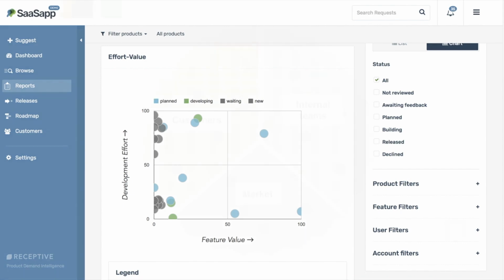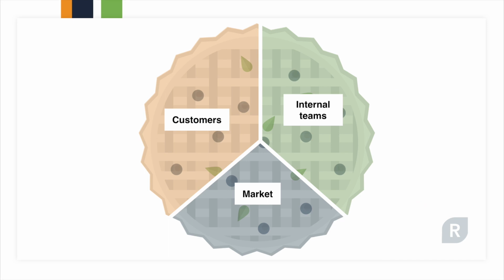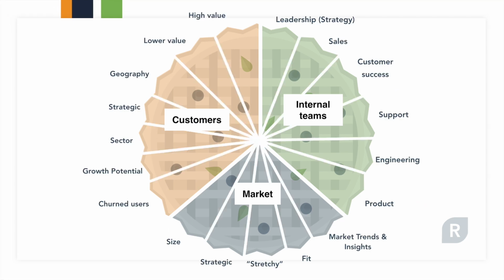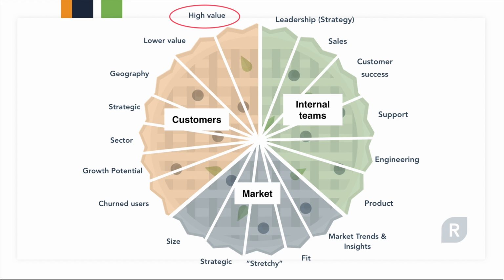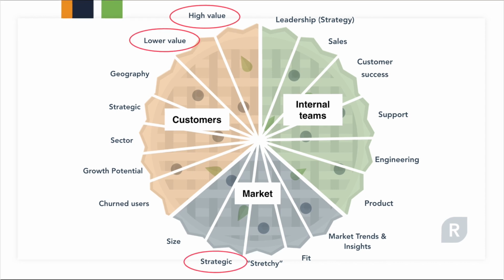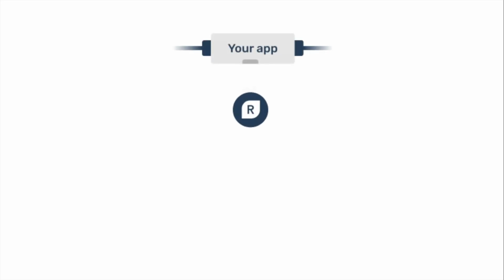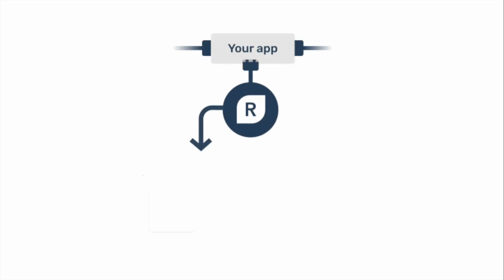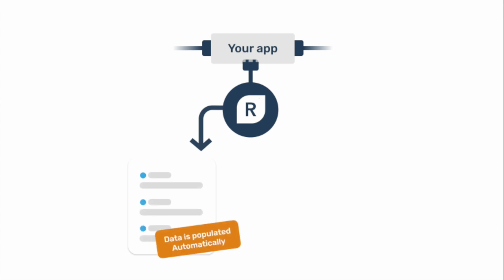Using tags, you can view any of these reports by any group of customers, prospects, or internal teams. For example, high-value customers, low-value customers, prospects in a certain industry, prospects of a certain size. The possibilities are endless. All of the customer and team data that you see in these reports is populated automatically through our JavaScript integration. If you have the data in your product or in Salesforce, we can tag it up and show you exactly what each segment wants.